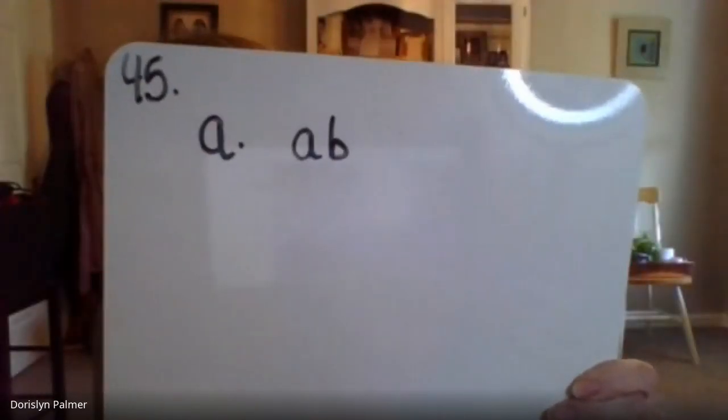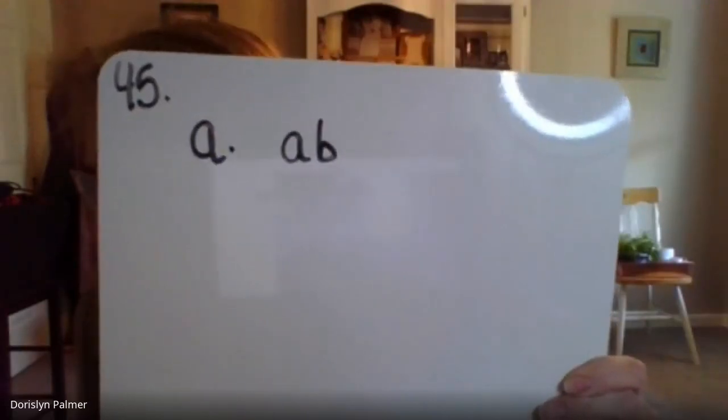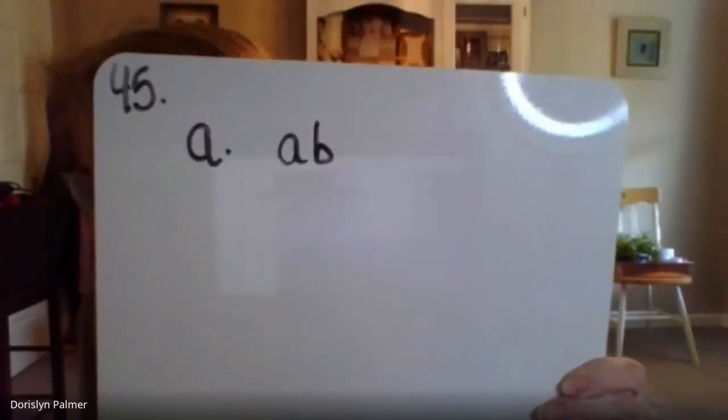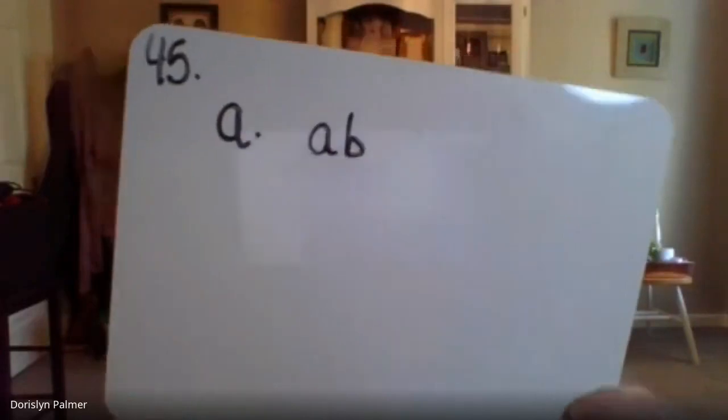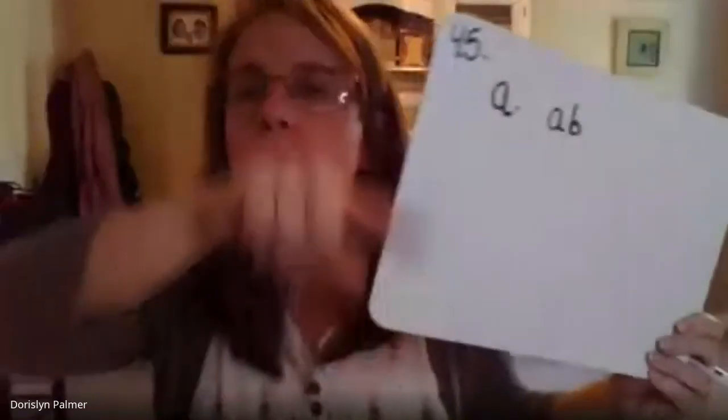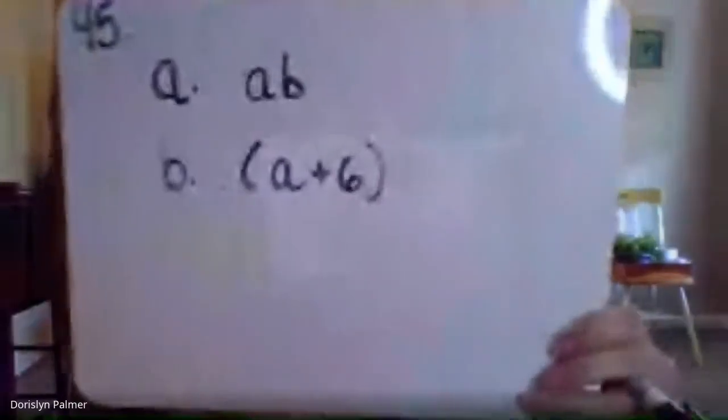Okay, the second part said, write an expression in factored form to represent the area formed by the outer edge. So they want the area of the whole big rectangle. Okay, so it has 3 on the top and 3 on the bottom. And then the rest of that blue part from top to bottom is A. So the width of that is A plus 6. Okay, that's just the first part.